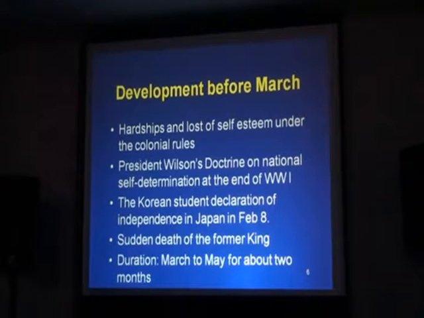And then the Korean student movement in Japan initiated some movement in Japan. About several hundred students participated in the Declaration of Independence in Tokyo, Japan. And then the former king at that time died suddenly. So some rumors spread around the nation that he was poisoned to death.